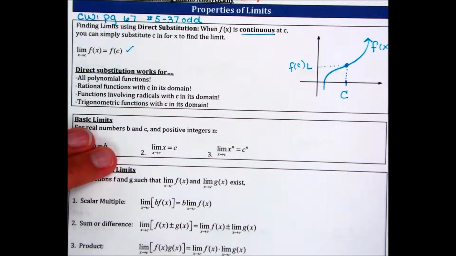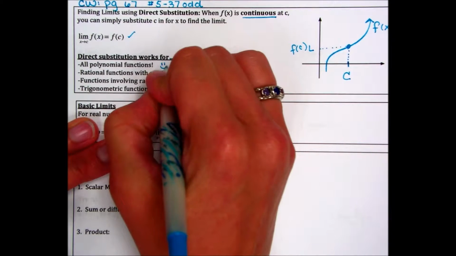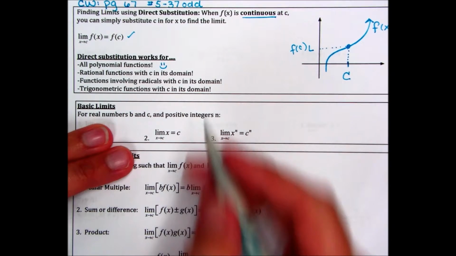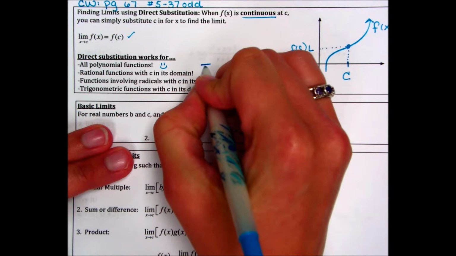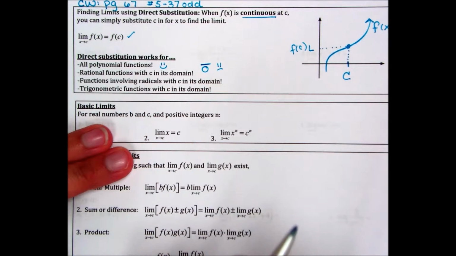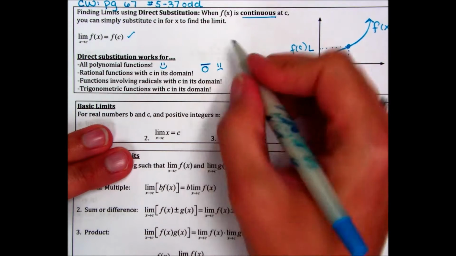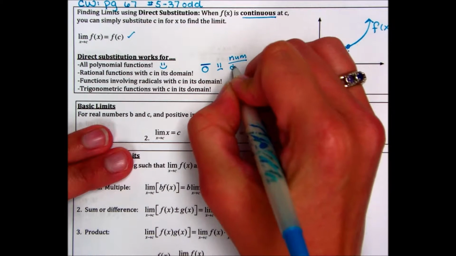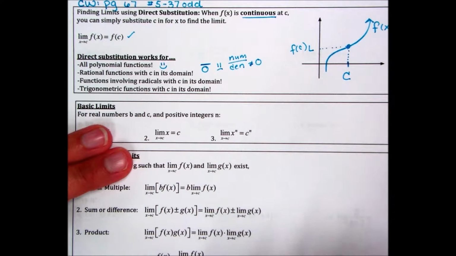Okay, when does direct substitution work? It works for all polynomial functions. Yay! When you have a rational function and c is actually in the domain, it'll work. So what do we have to look out for here? Whenever we have a fraction and it's got a 0 in the denominator, that is not going to work. We're not going to be able to do direct substitution. So that's why we're going to make sure that c is actually in the domain. Remember, how do we find that out? If we have numerator over denominator, I simply take the denominator, set it not equal to 0, and solve.